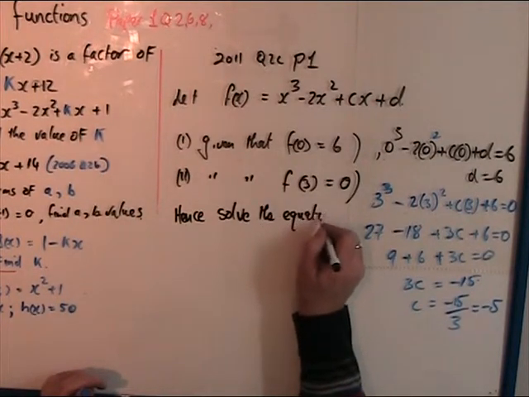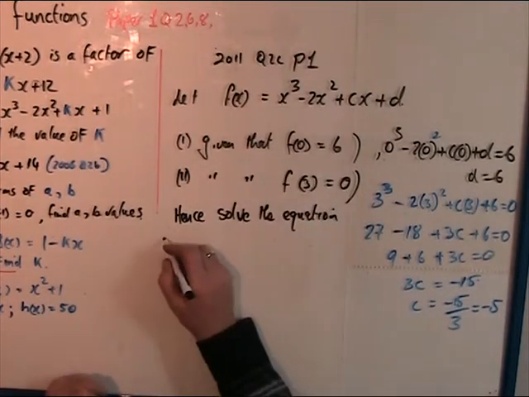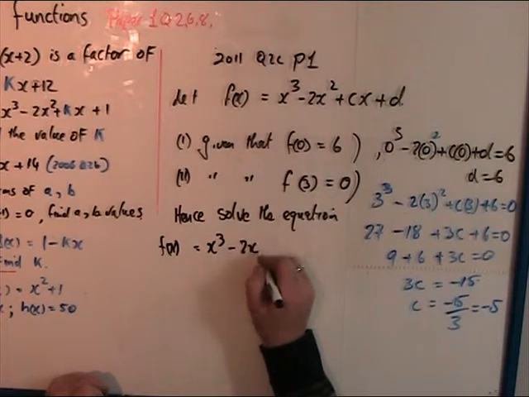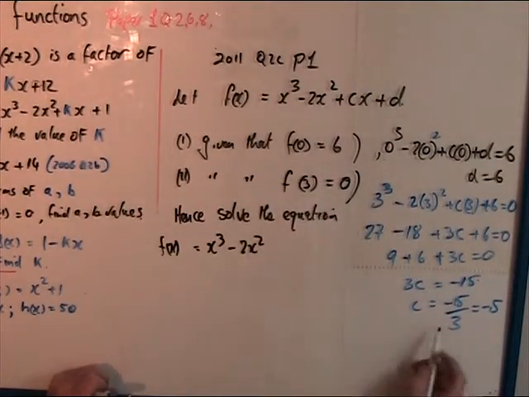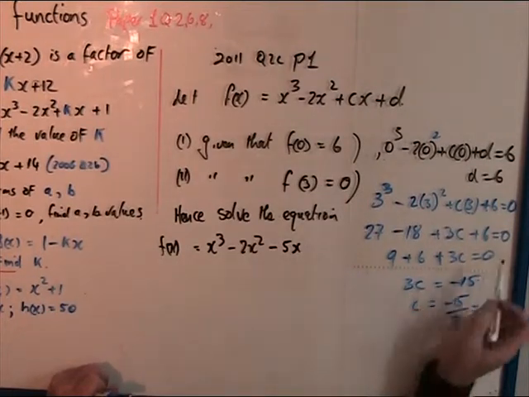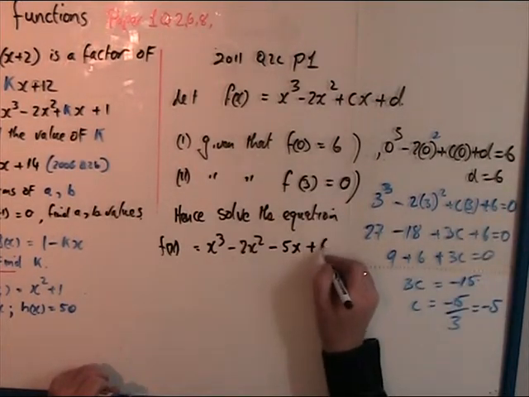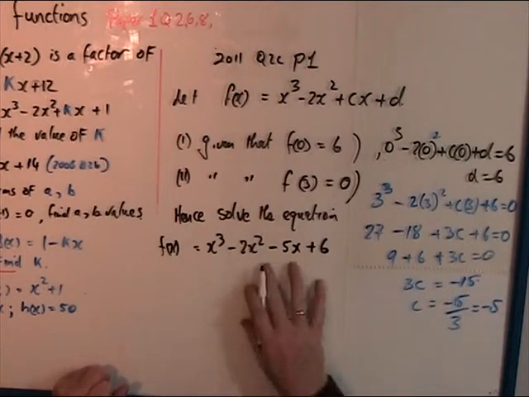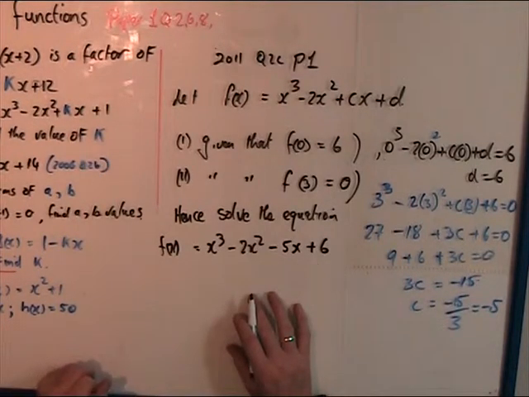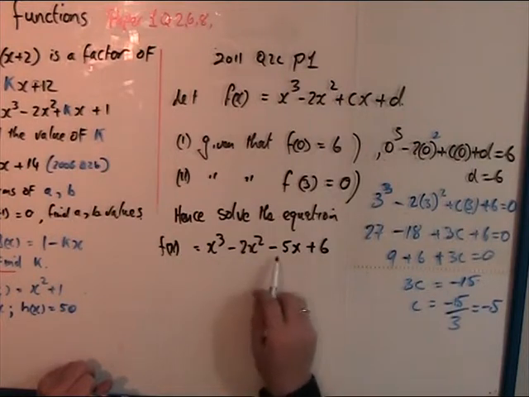Okay, so now I can put my values back in. I know that f of x is now equal to x cubed minus 2x squared plus cx, c is minus 5, so minus 5x plus d, which is 6. And then I solve it. Now how do I solve this? Now you know from the last episode I showed you how to solve equations.